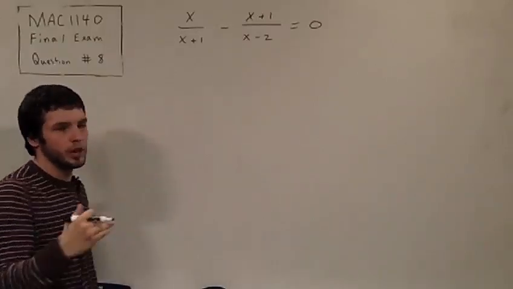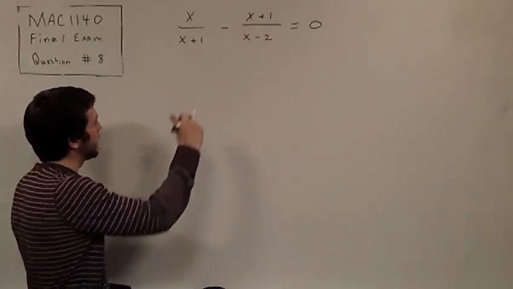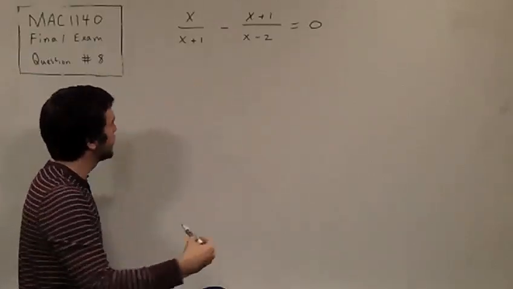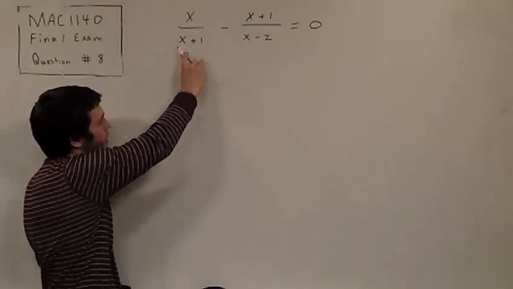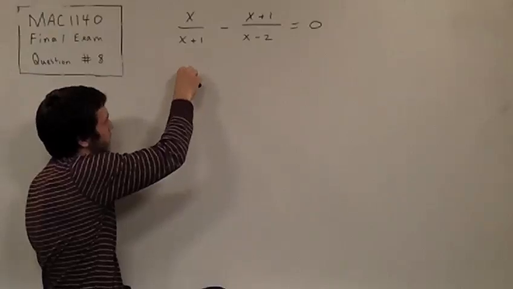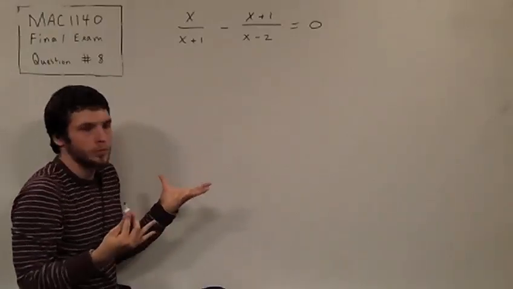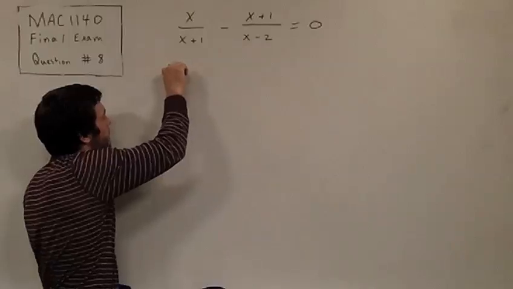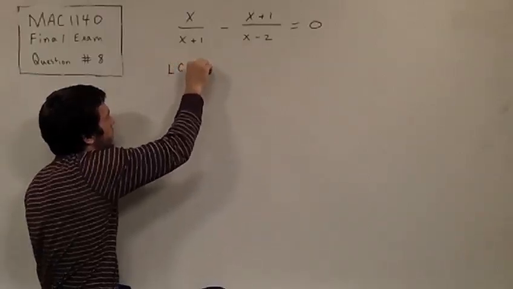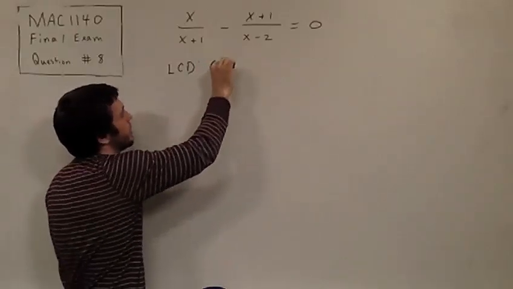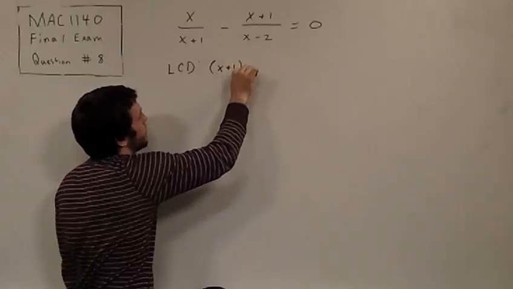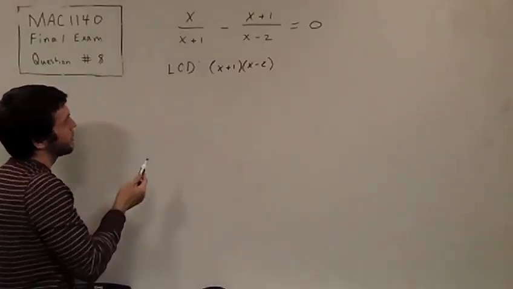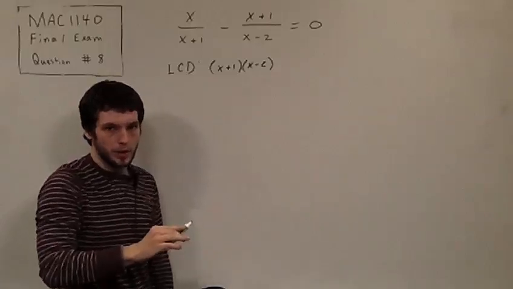In this case, the common denominator will just be the least common multiple of the two denominators. Since the two denominators are just two binomials, they don't share common factors. The least common denominator, LCD, will just be the product of the denominators, so x plus 1 times x minus 2.